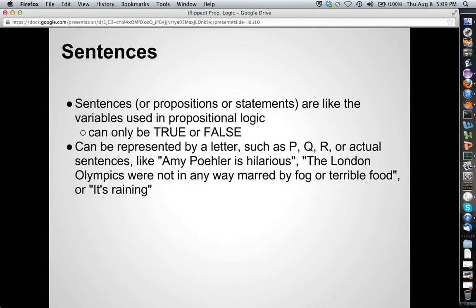Sometimes they're actual sentences, like Amy Poehler is hilarious, or the London Olympics are not in any way marred by fog or terrible food, or it's raining. And those sentences can either be true or false, except for Amy Poehler is hilarious, which I think is universally defined to be true because Parks and Rec is so funny. That was a joke, by the way. I know this is a recording, so you can't see my body language, but that was a joke. I mean, I do think Amy Poehler is hilarious, but that sentence doesn't necessarily have to always be true. In the world of logic, it could be true or false.